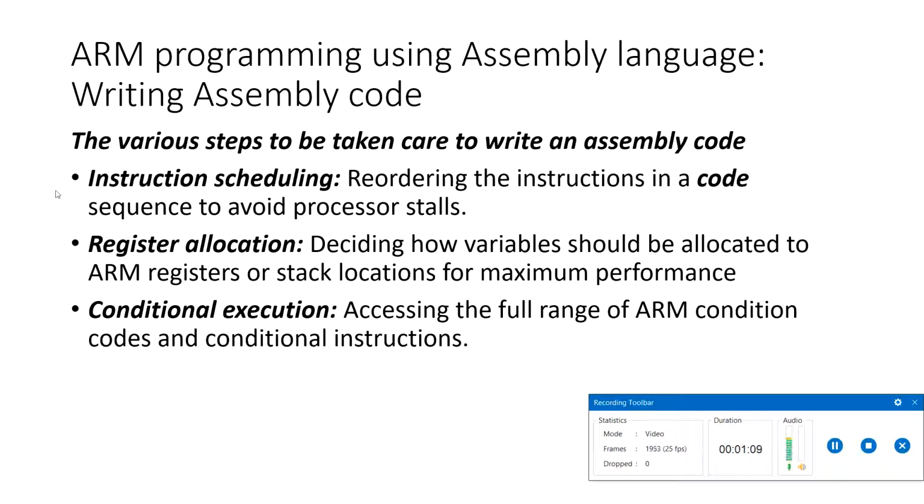Next, register allocation. While writing the code, the programmer must know which registers to be used and how many registers to be used to write a perfect code. Because using lots of registers, or using too few registers, is not a good programming practice. So he should know how many registers should be used to write a program.